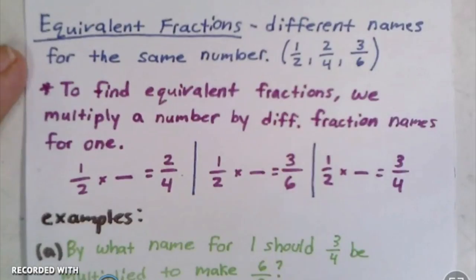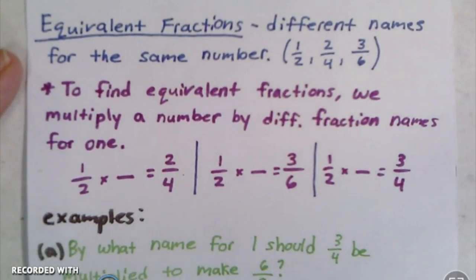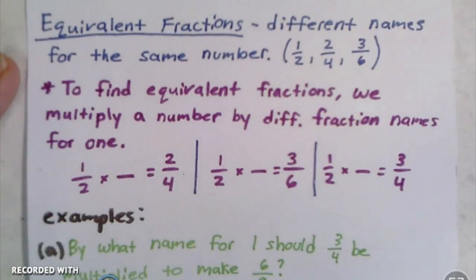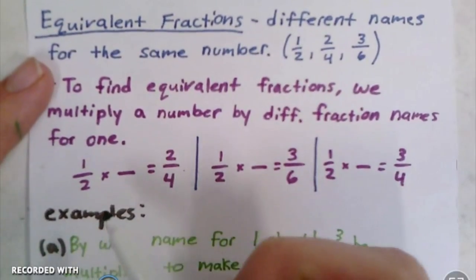So to find equivalent fractions, we multiply a fraction by different fraction names for 1. This is what that means, okay? It's a lot of big words. Basically, this is what it means.